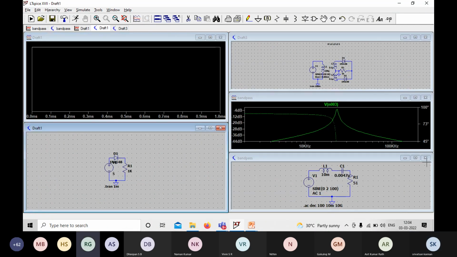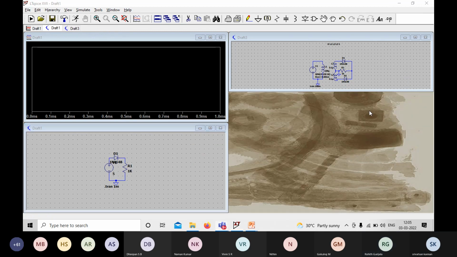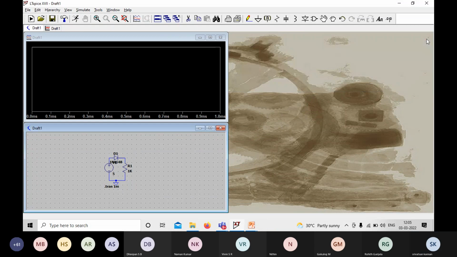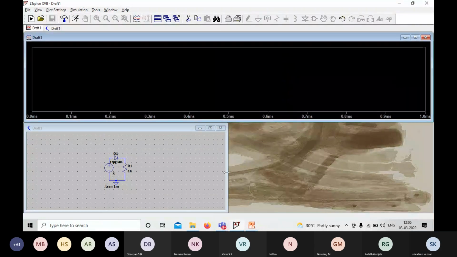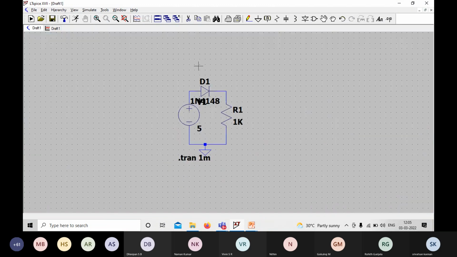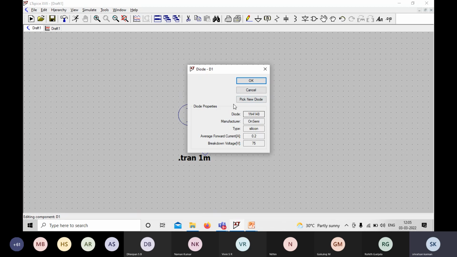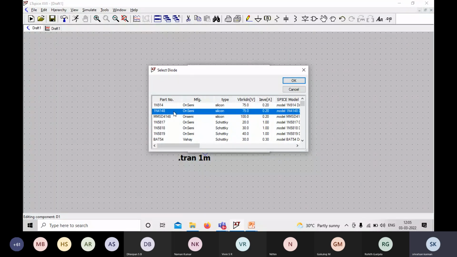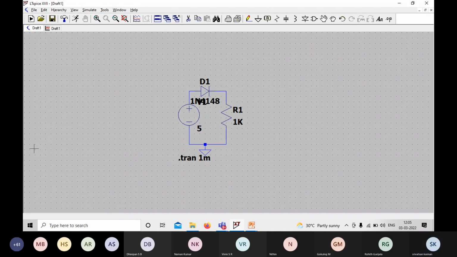Sir, can you show how to enter values for the diode? I'll tell you. For the diode, you just have to click it and pick a new diode. You have to select 1N4148. Give OK. That's it. So all the values are now defined, right? The resistor value is defined, the input power supply is defined, and the type of diode is also defined.